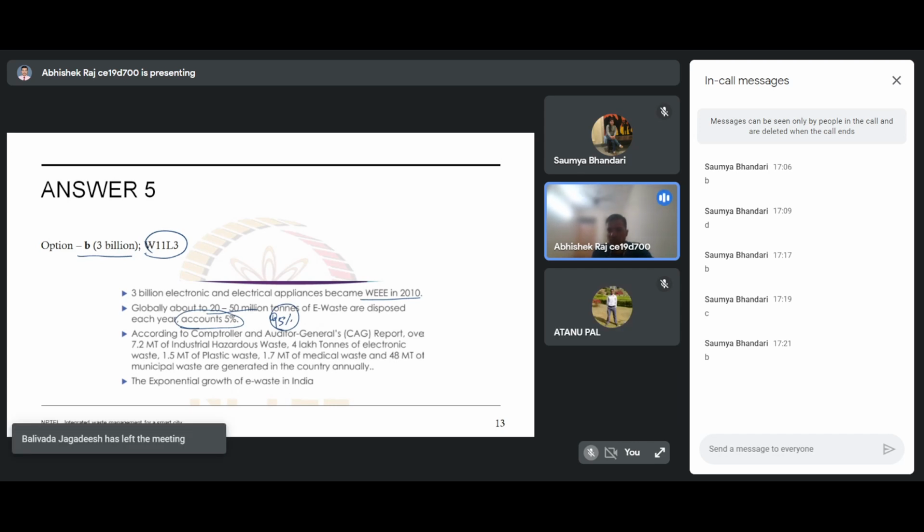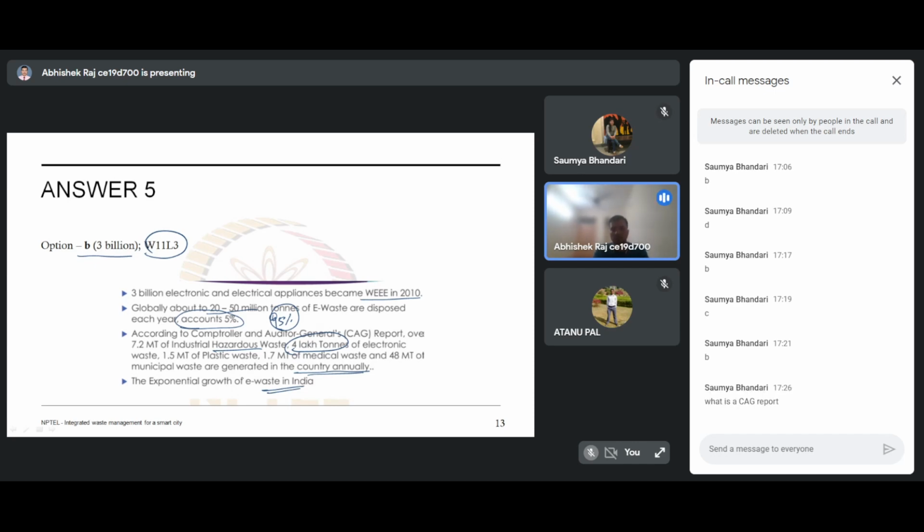So according to the CAG report, over 7.2 million tons of industrial hazardous waste, 4 lakh tons of electronic waste, 1.5 million tons of different types of waste are generated in the country annually. So this is as per the CAG's report. Here you can see for e-waste it is a 4 lakh tons estimate. But the growth is exponential in India. We saw the graph that it has grown by almost 12 times in the past 20 years.